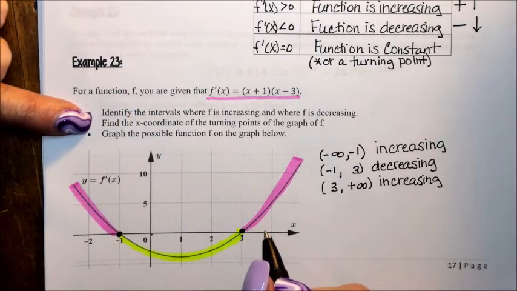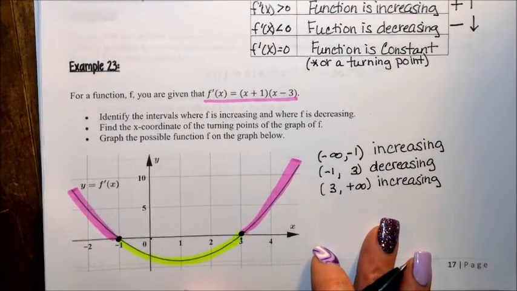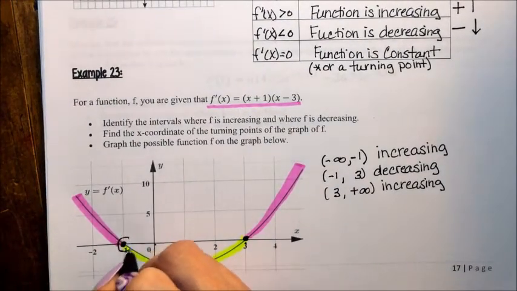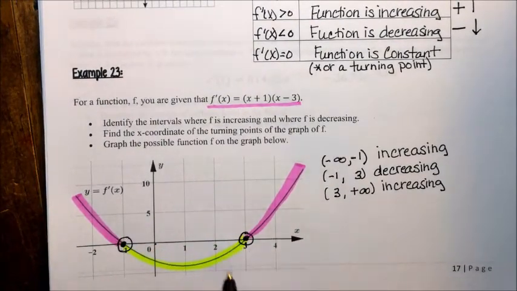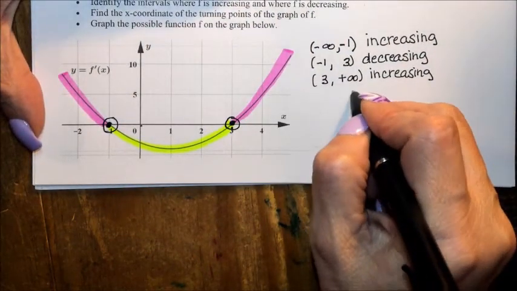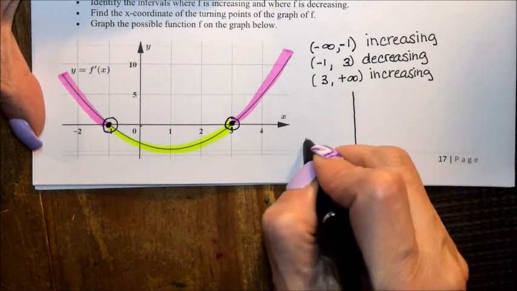All right, find the x-coordinate of the turning points of the graph. Well, the x-coordinates are going to be right here. I'm just going to circle them. And right here. Those are the x-coordinates where we have our turning points. So it wants us to sketch a possible graph. Everybody's could be different.